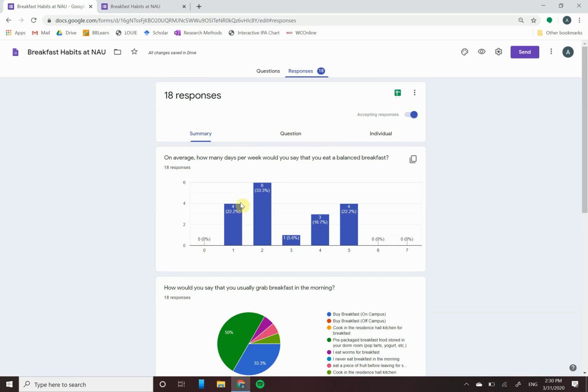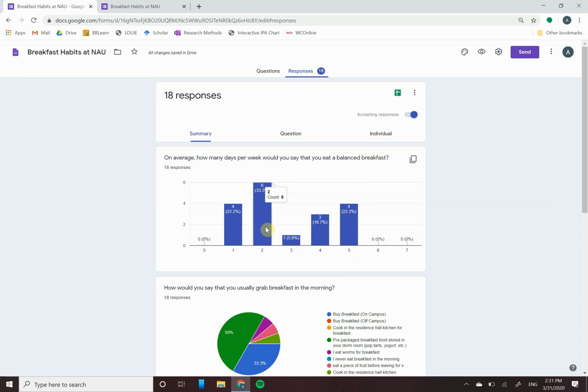So here I have 4, 6, 1, 3, 4 participants. All of that should add up to 18. So 10, 11, 14, 18, right? And it even gives me a percentage of the number of participants for the whole sample. So 4 is 22.2% of 18, and that's how many people said that they eat a balanced breakfast 5 days per week. Interesting.